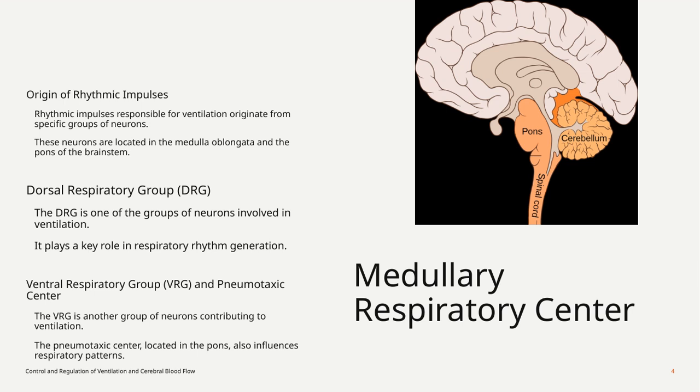Connecting this back to the overall theme, these neural groups work together seamlessly to regulate ventilation according to the body's needs, ensuring that cerebral blood flow remains stable and adequate. This intricate control highlights just how finely tuned our respiratory system truly is.